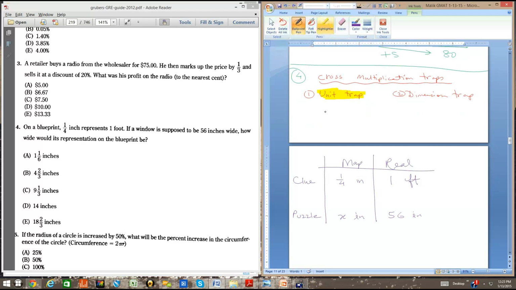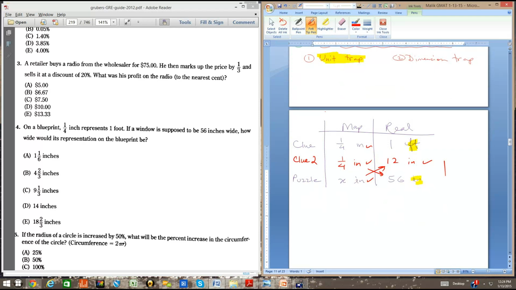The problem is there's a feet here and there's an inch here. If it was feet and feet, mile and mile, second and second, whatever it is, as long as it's the same, that's not a problem. So I should have done 12 rather than 1. Yes, you have to create a clue 2. So with clue 2, you have 1/4 inch. These are fine, there's no issue here. But here you got to change it to 12 inches. And now you have the license to cross multiply. So you need to watch out for the unit trap.